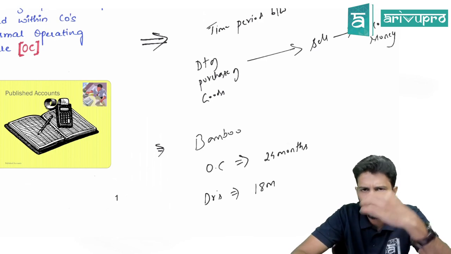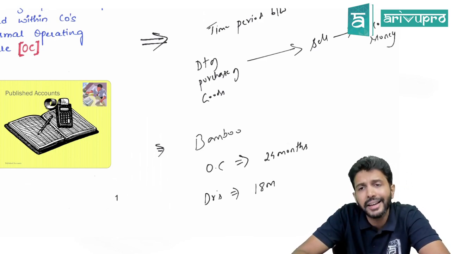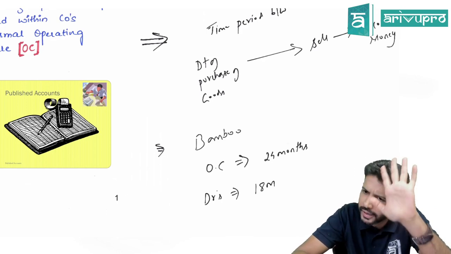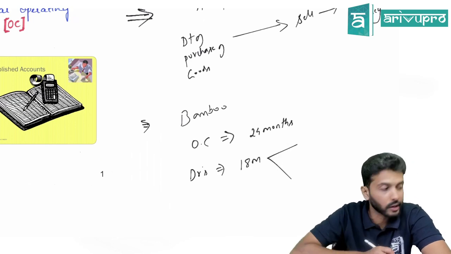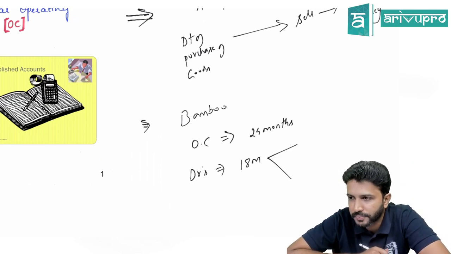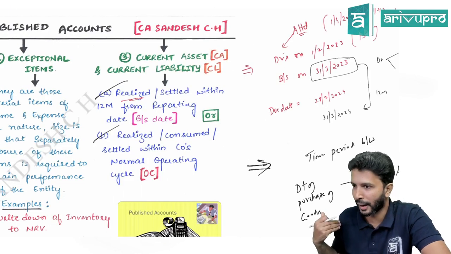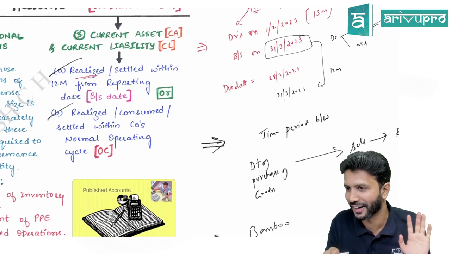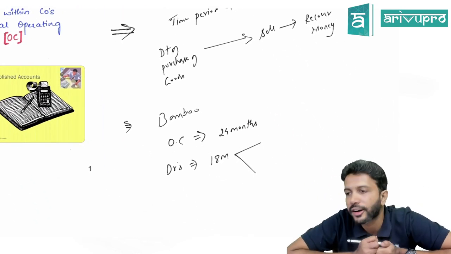This bamboo dealer has sold the bamboo to a certain person, meaning a certain debtor. And the debtor is saying, I need 18 months of credit period. Now the question to you is: is this debtor a current asset or a non-current asset? You can't use the first parameter now. Why? Because 12 months from the balance sheet date, it is going beyond. That's the reason I'm assuming it is 18. Now you tell me, is this current or non-current according to you?